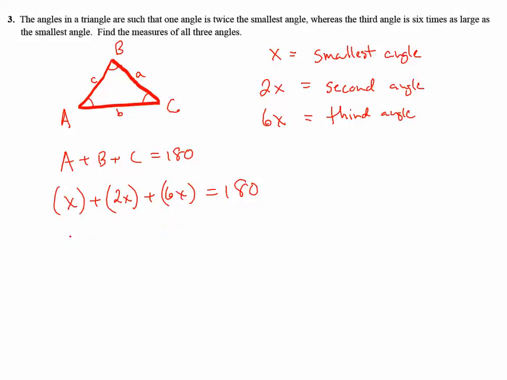Nothing to distribute, so the parentheses just sort of drop out. But again, at least I know what I plugged in, in case I need to go check my work. 1 plus 2 is 3, plus 6 more is 9, is that right? 9x. So 180, divide through by 9, divide through by 9. And what did you guys get? x equals 20, perfect.